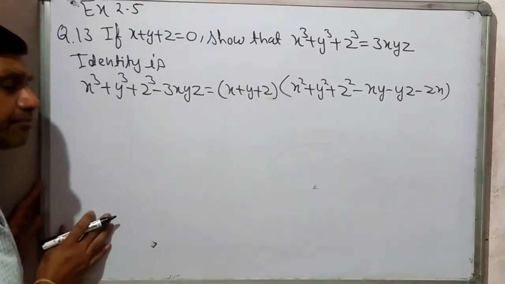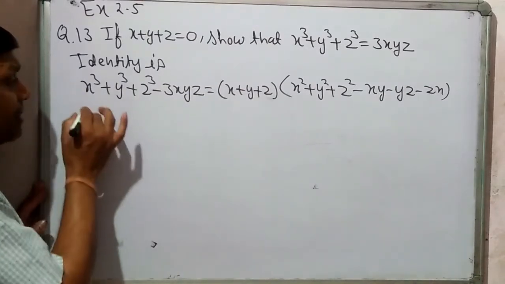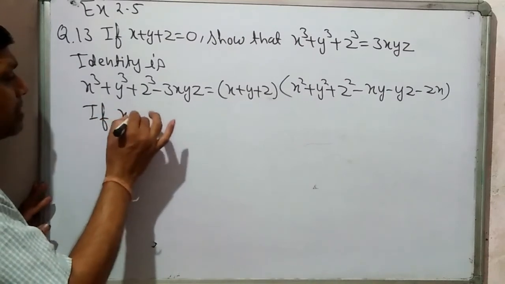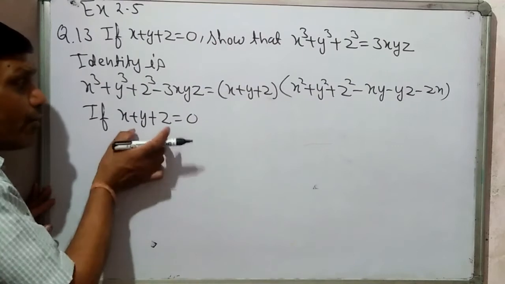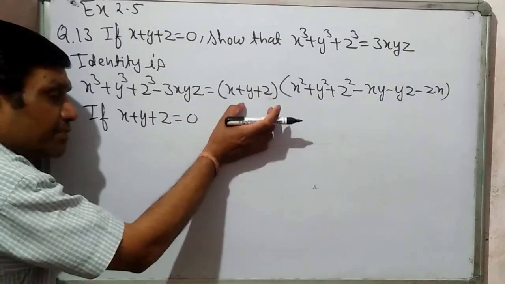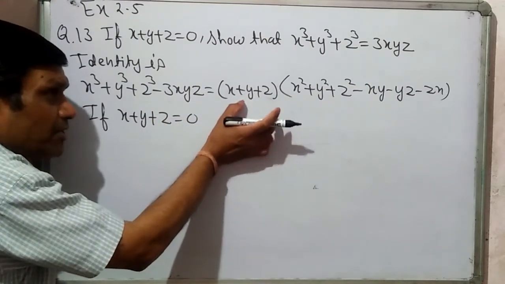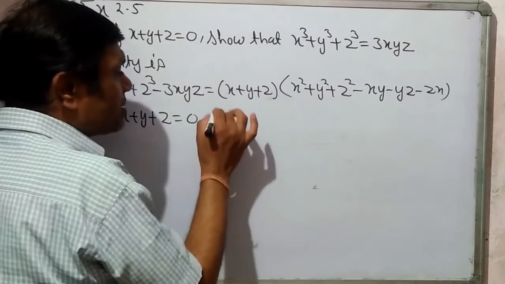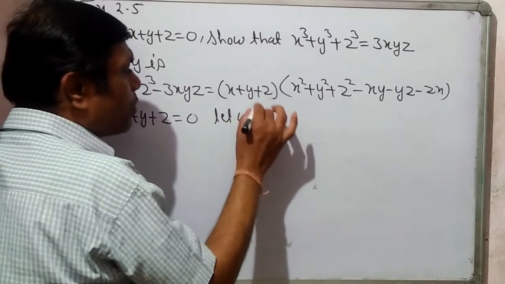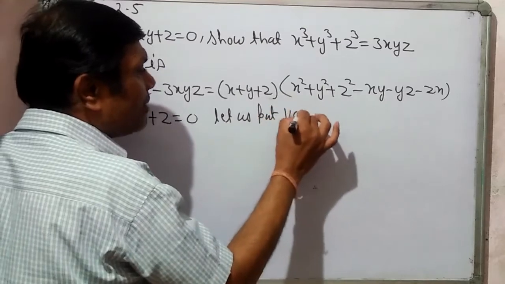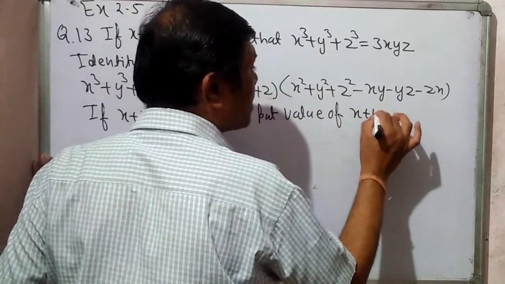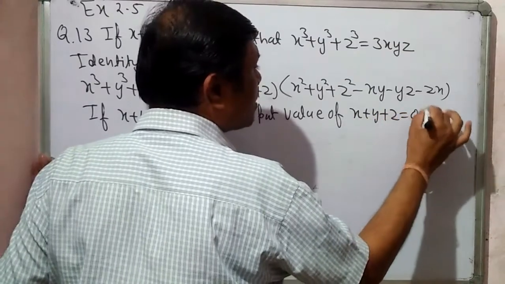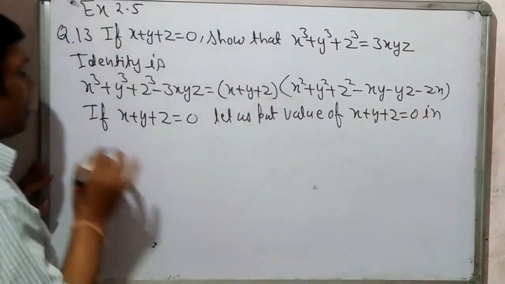That's our identity. Now what are we given? We are given x plus y plus z is 0. Where is this x plus y plus z? This bracket. So let us put the value of x plus y plus z equals 0 in the identity.